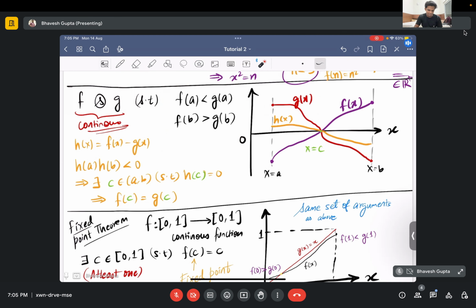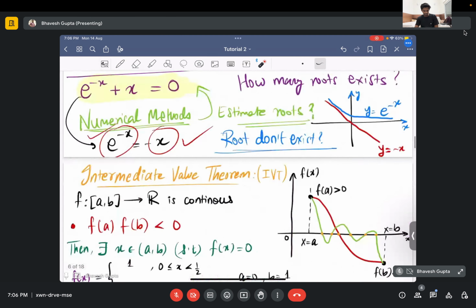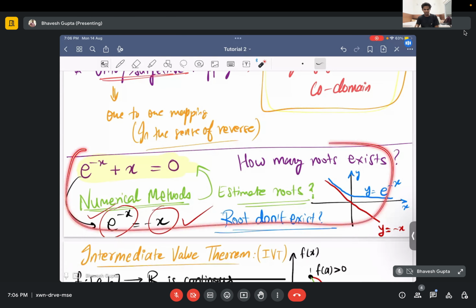Then this function and this function might cut each other, and they are very important because if I see this situation, which I have talked about earlier, what I claim is that we don't have any roots. There exists no such x value for which both are satisfied together.